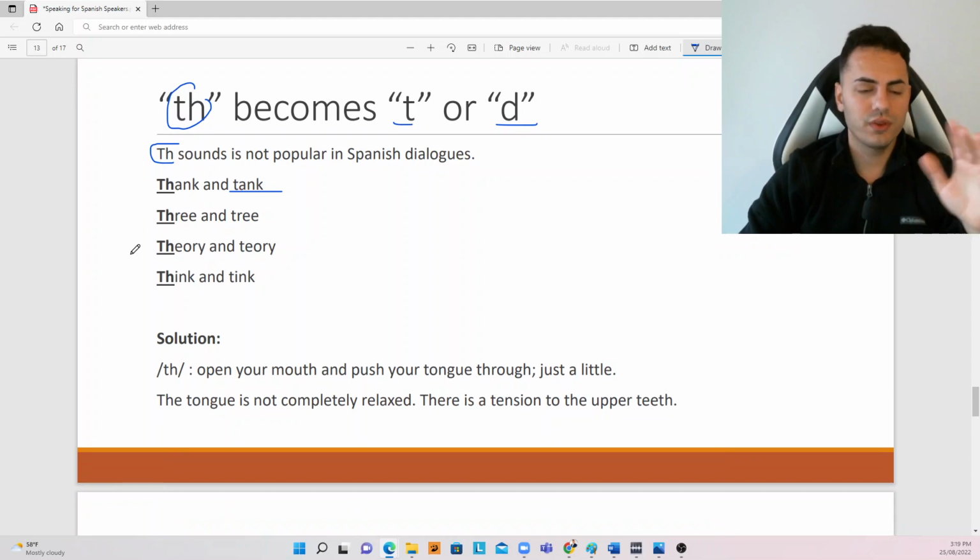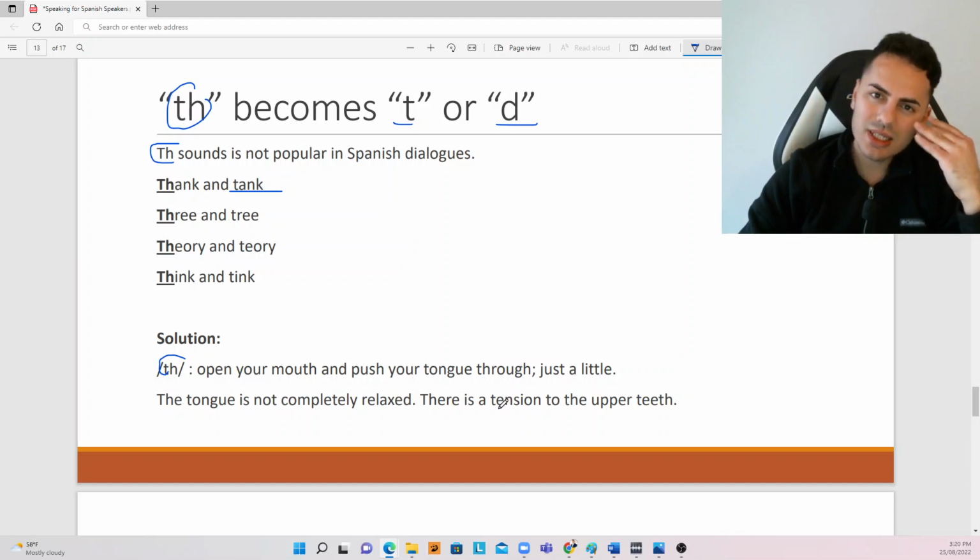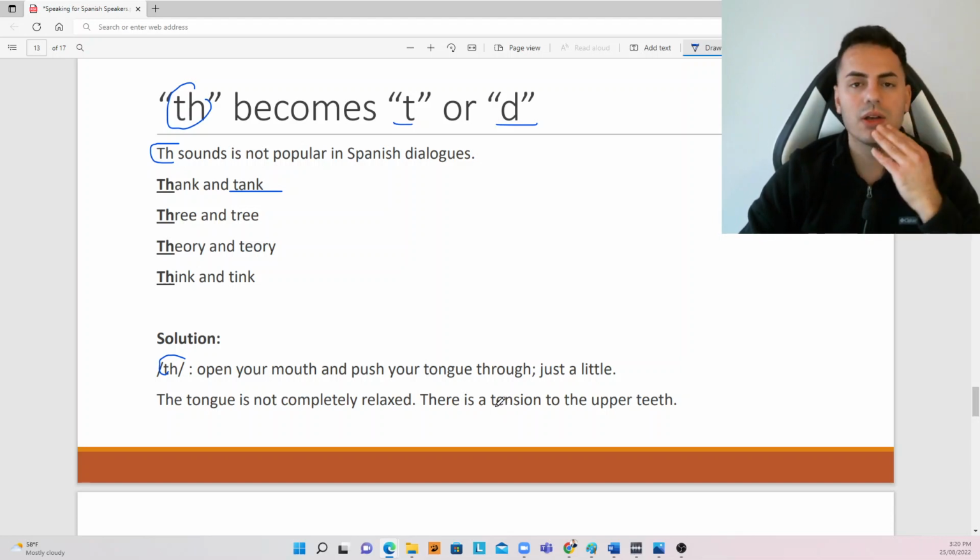What is the solution? Very simple. It's related to the position of the tongue. When you are producing the right sound, TH, you open your mouth and push your tongue through just a little bit. So the tongue has to be between the teeth, the upper and the lower one, yeah? And the tongue is not completely relaxed. There could be a tension to the upper teeth, yeah? You can just lean it or push it a little bit upward.